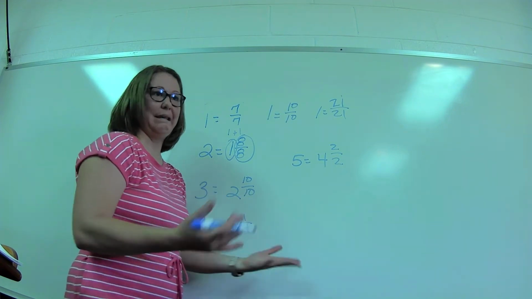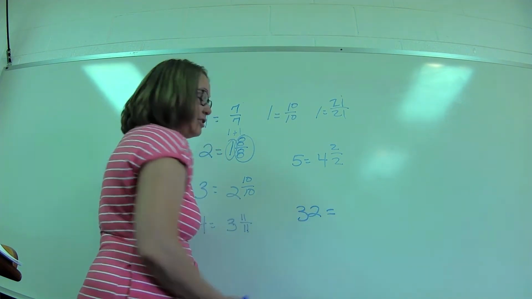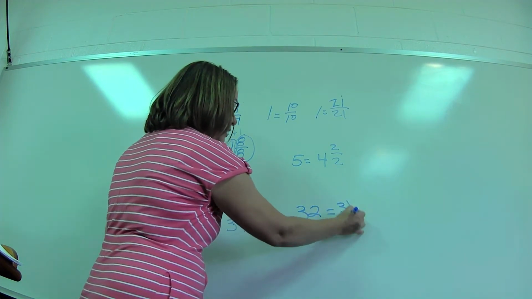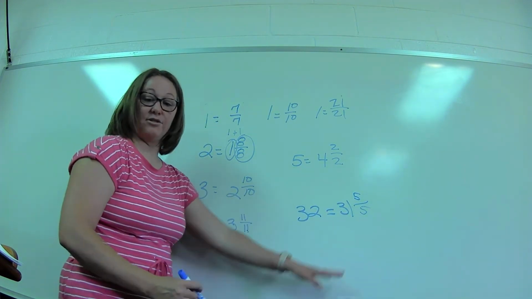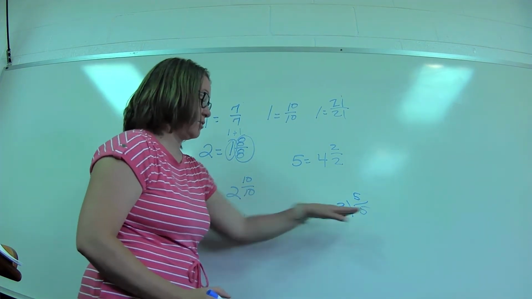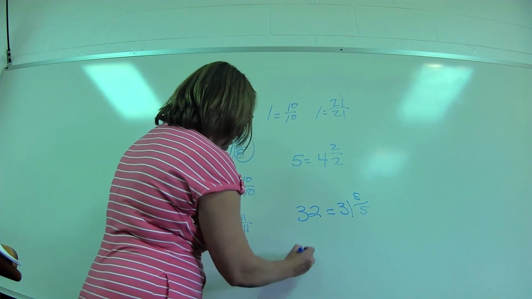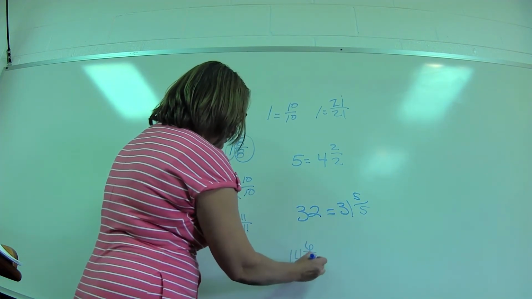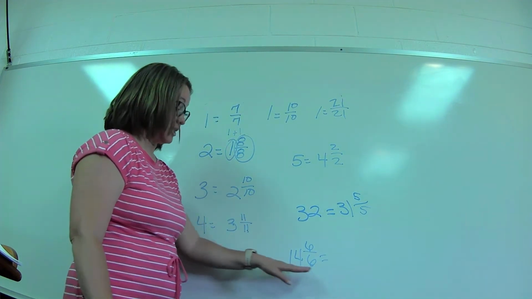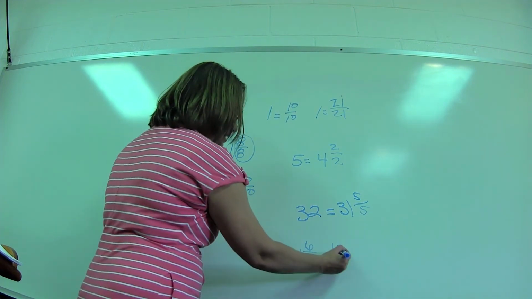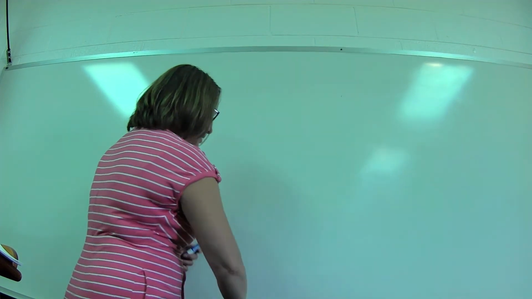What if I wanted like 32? Alright, so 32. Well, to get 32, I need 31 plus 1, and we can use any numerator and denominator as long as they are the same. So 31 plus 1 gives me 32. What if I had it this way? What if I had 14 and 6/6? Well, 14 is 14, 6/6 is 1, so what's 14 plus 1? 15. Excellent. And that's going to be really handy when it comes to doing these problems.